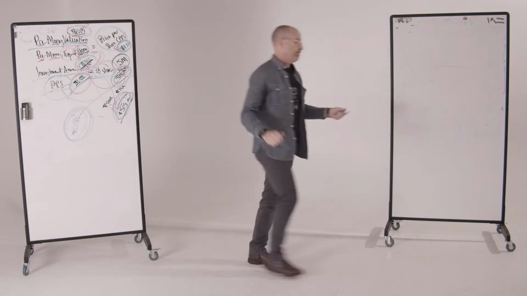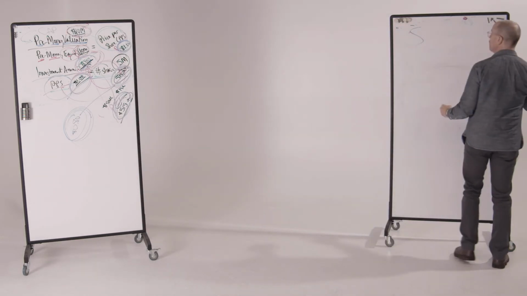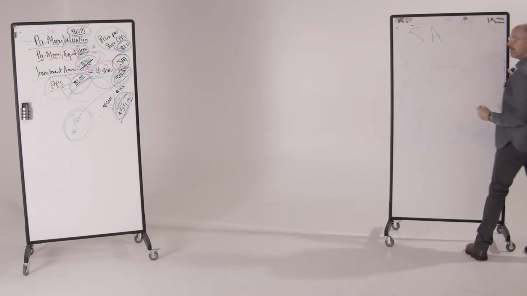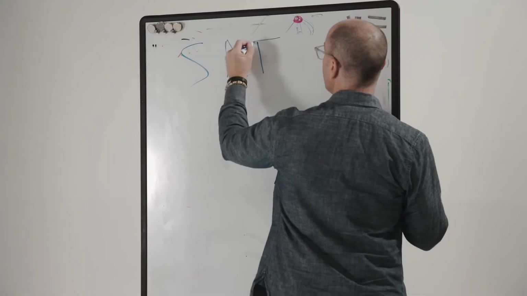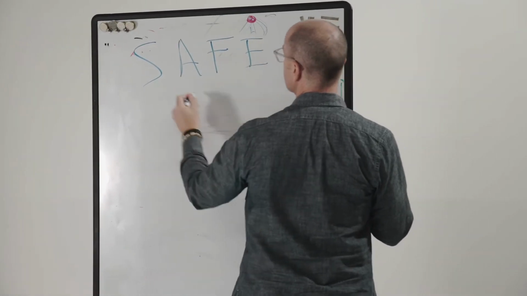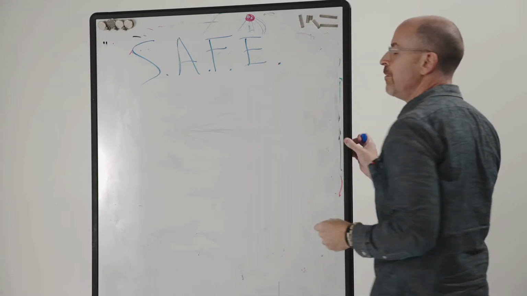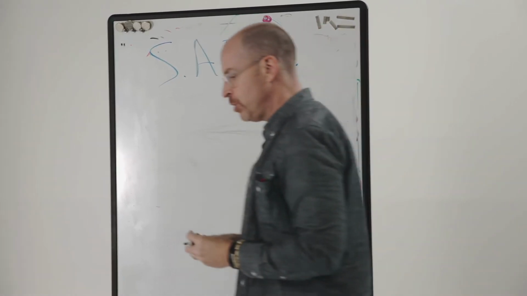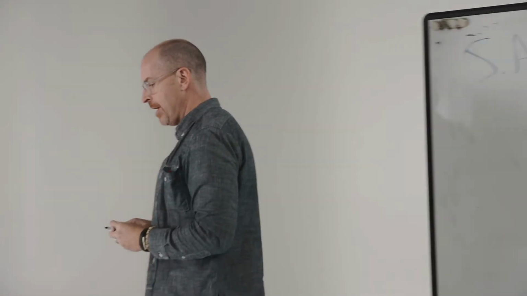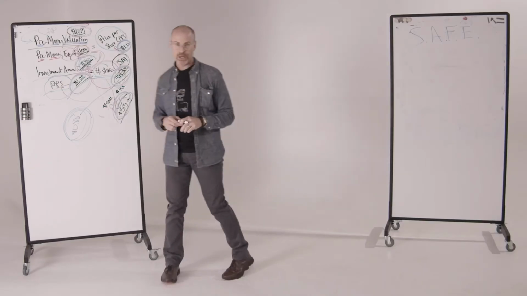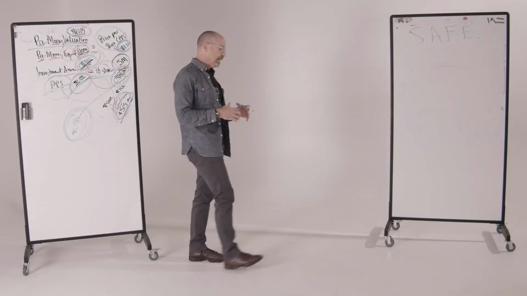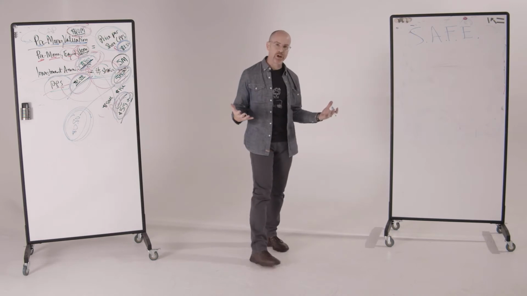SAFE is an acronym. Simple agreement for future equity. SAFE. It was invented in 2013 by Y Combinator. Y Combinator is an accelerator in the Bay Area. An accelerator is basically a hothouse for startups.